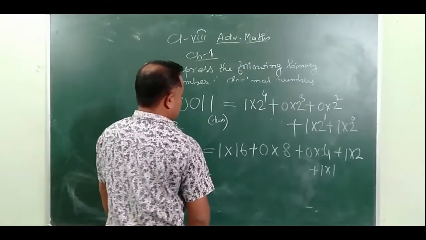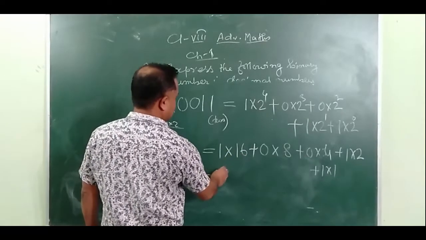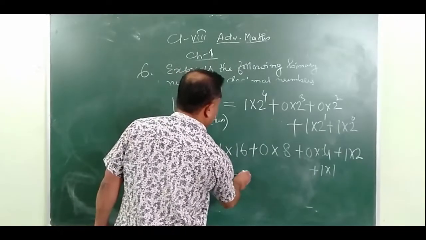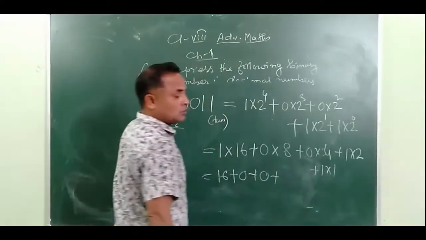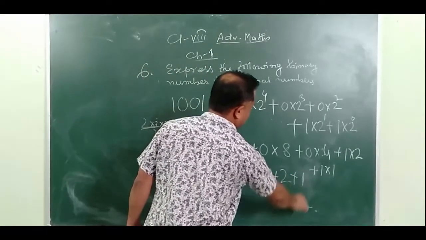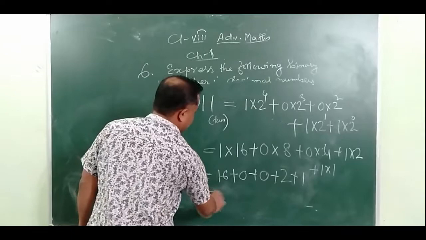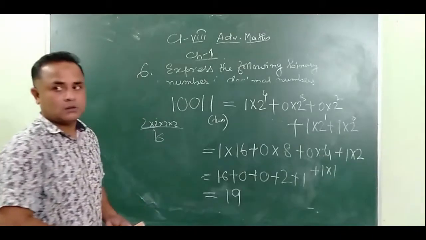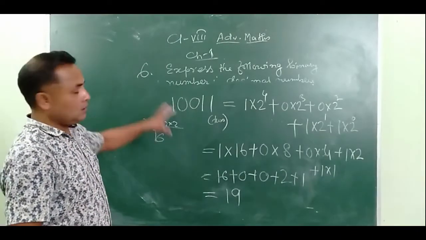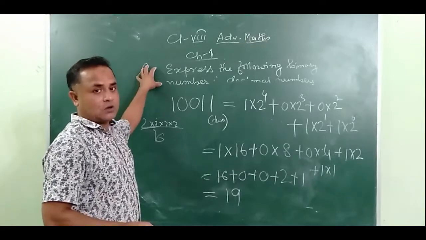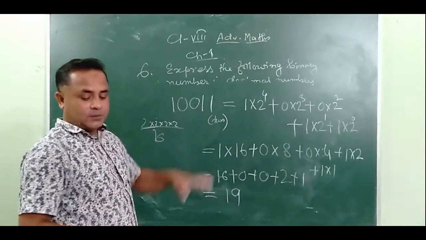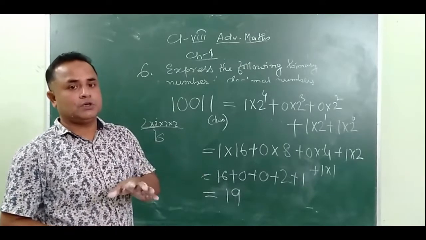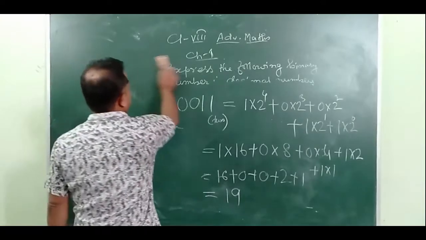Now we will go on multiplying. 16 into 1 is 16, plus 0 into 8 is 0, plus 0 into 4 is 0, plus 2 into 1 is 2, plus 1 into 1 is 1. Now after adding, what do you get? 16, 17, 18, 19. In this way you will proceed with question number 6 of your book. The remaining solutions or solved answers I will send you in your MyLab.